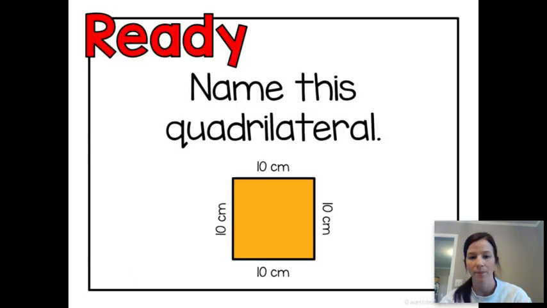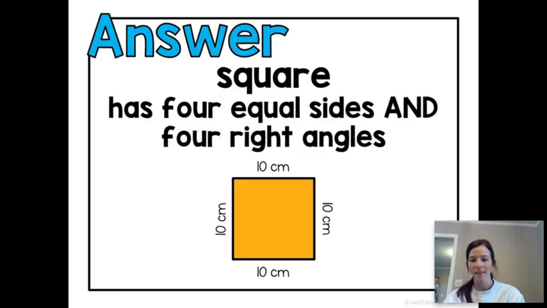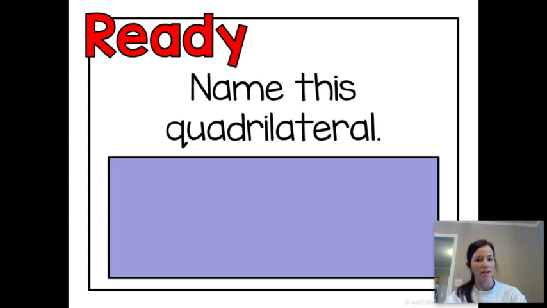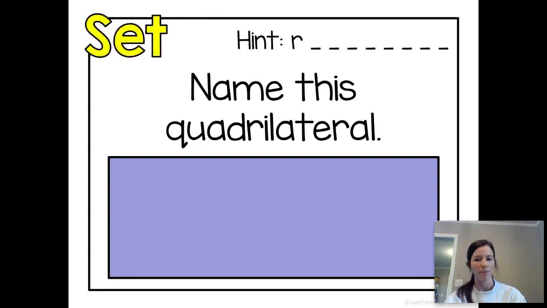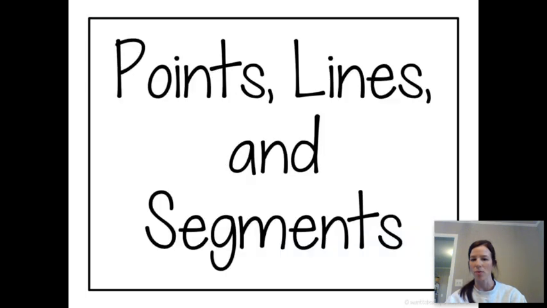Okay? Name this quadrilateral. Here's your hint. Are you writing it down? Are you beating me? Square. Because it has 4 equal sides and 4 right angles. Name this quadrilateral. Here's your hint. I'm getting a little quicker. Hopefully you're writing a little faster. Yes, a rectangle. It has opposite sides of equal lengths and 4 right angles.